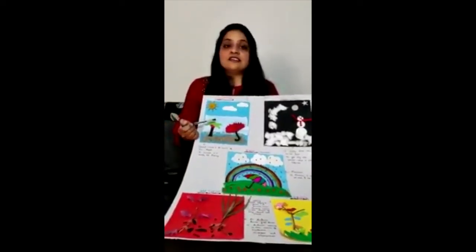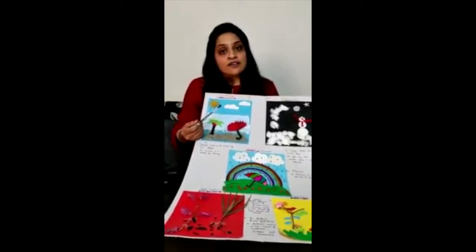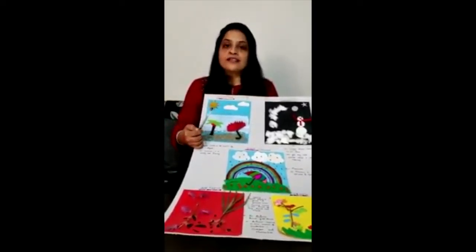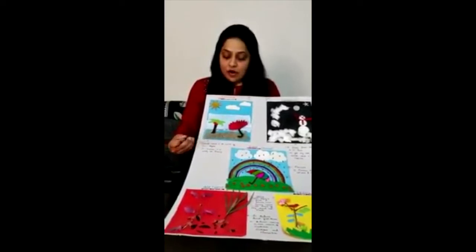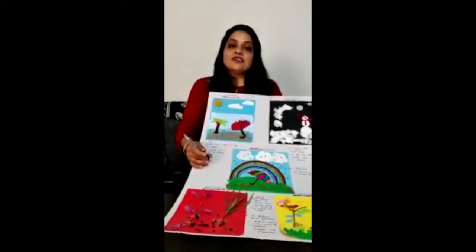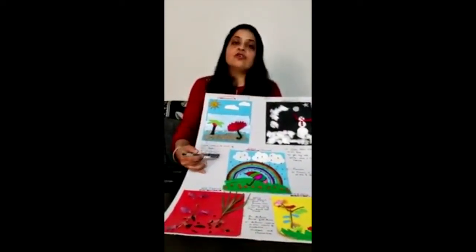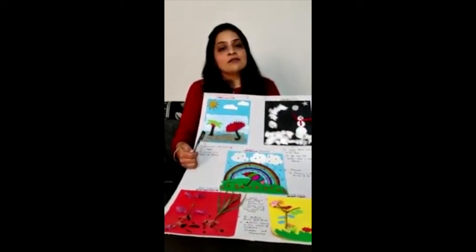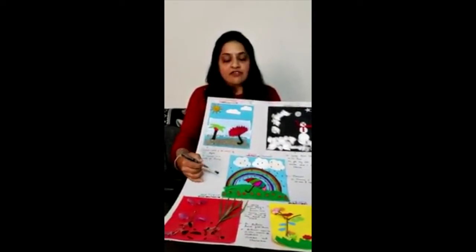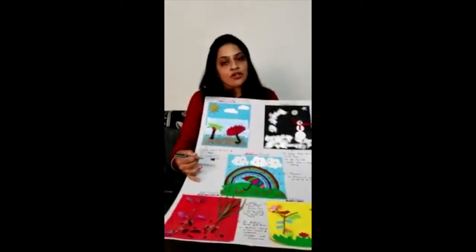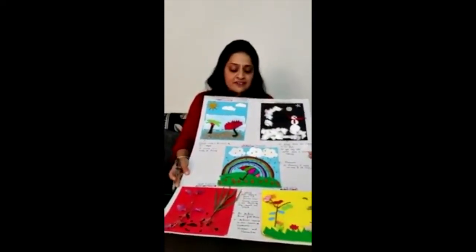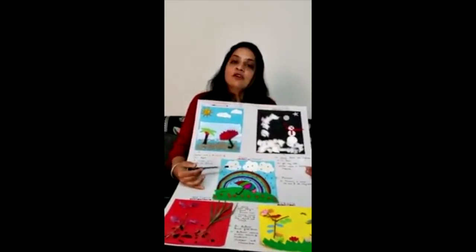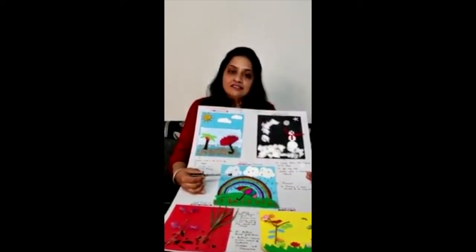Next is summer season. It is very hot. The sun is very bright. We wear cotton clothes and we should eat fruits like watermelon, muskmelon, bananas, and we should drink plenty of water. Next is monsoon, which is also called rainy season.